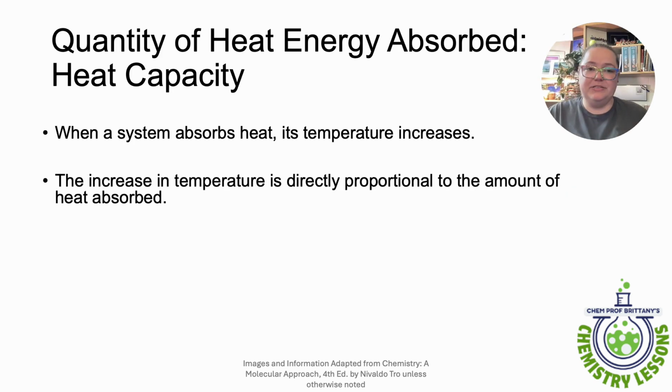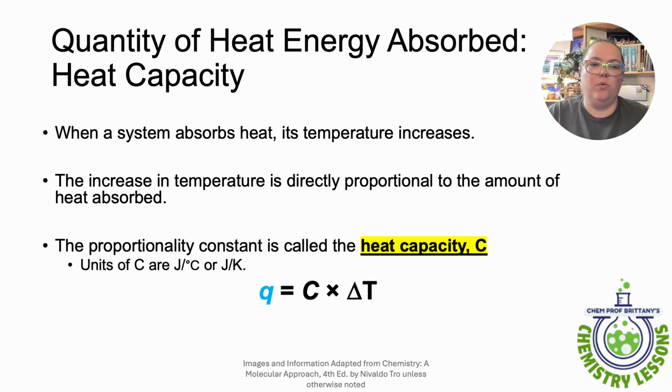So when a system is absorbing heat, its temperature increases. That's why the temperature of water in a pot on a stove increases, right? Because we are putting energy into that system. The increase in temperature is directly proportional to the amount of energy or the amount of heat that is absorbed. So we have a proportionality constant, which we call the heat capacity, and we use the letter C, a capital C, to represent heat capacity.